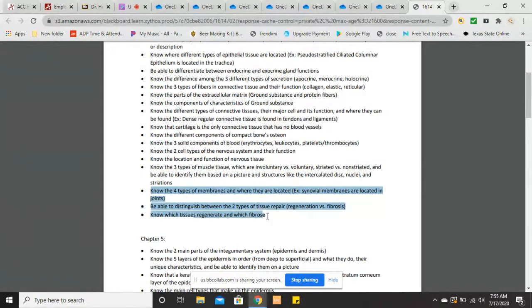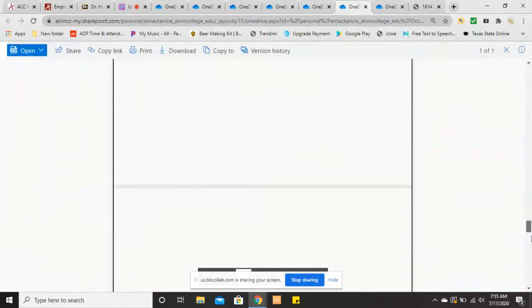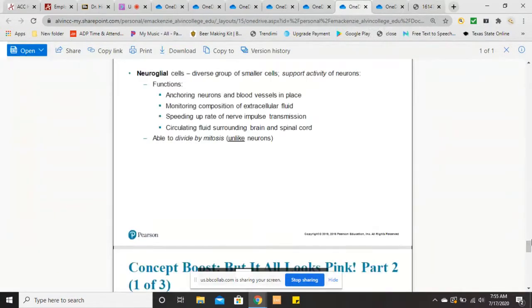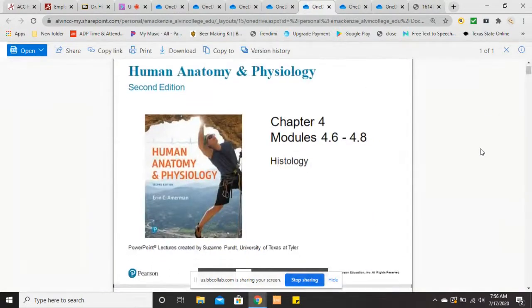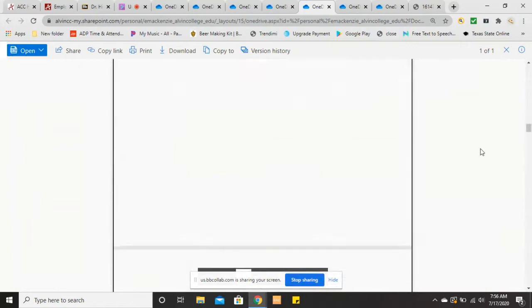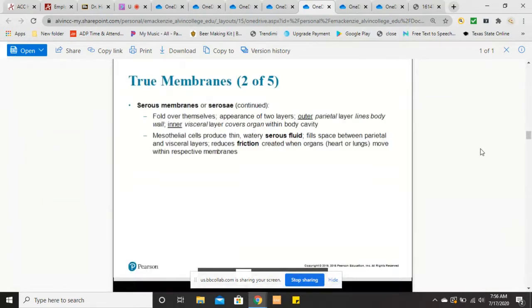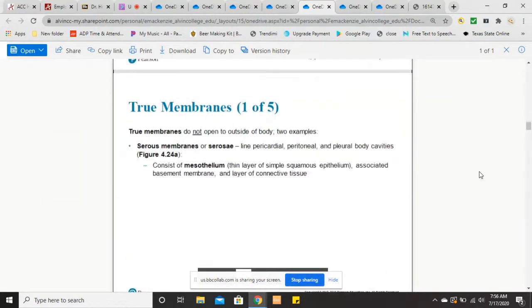And we talk about membranes, and then we talk about how do you fix a damaged tissue. Okay. First up, your membranes. You got to know your four membranes. And like usual, we've talked about some of this already. All right, let's go to this section in chapter four that talks about your membranes. There we go. So you have four major membranes.